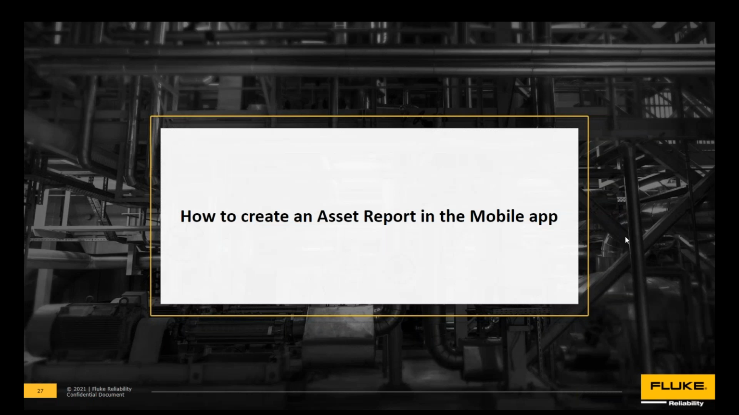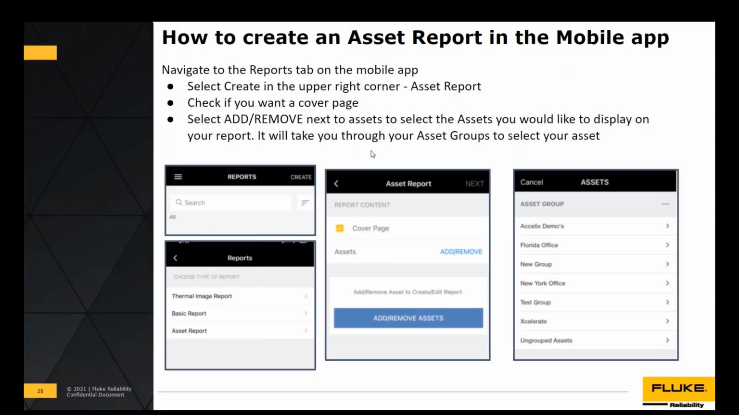Now let's go into how to create an asset report in the mobile app. So we'll want to go to, from the home page, we'll go to the Reports tab. Up in the top, you'll see a Create button on the right-hand side. We'll want to select Asset Report.